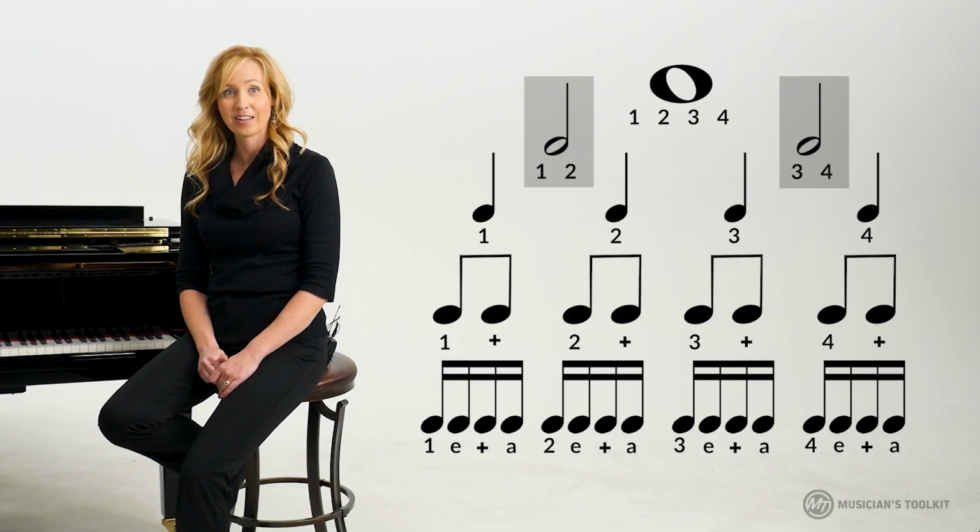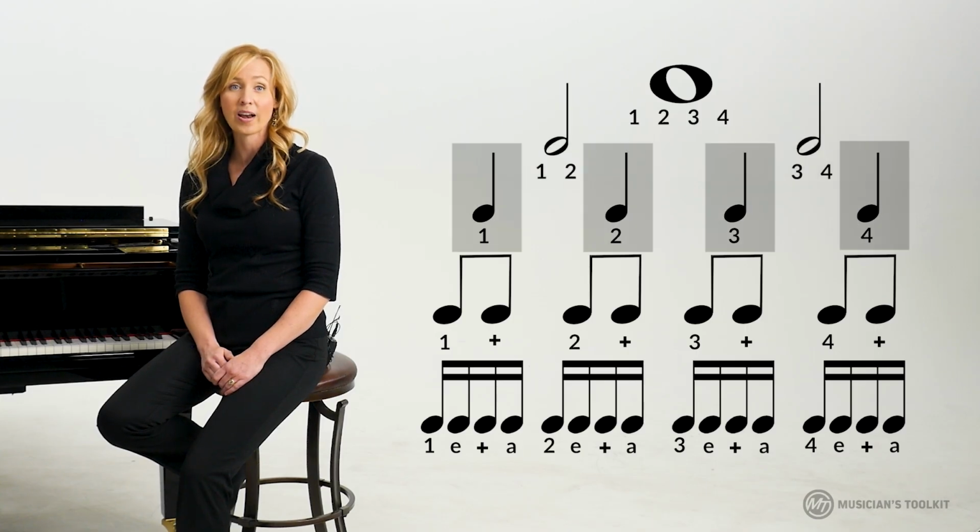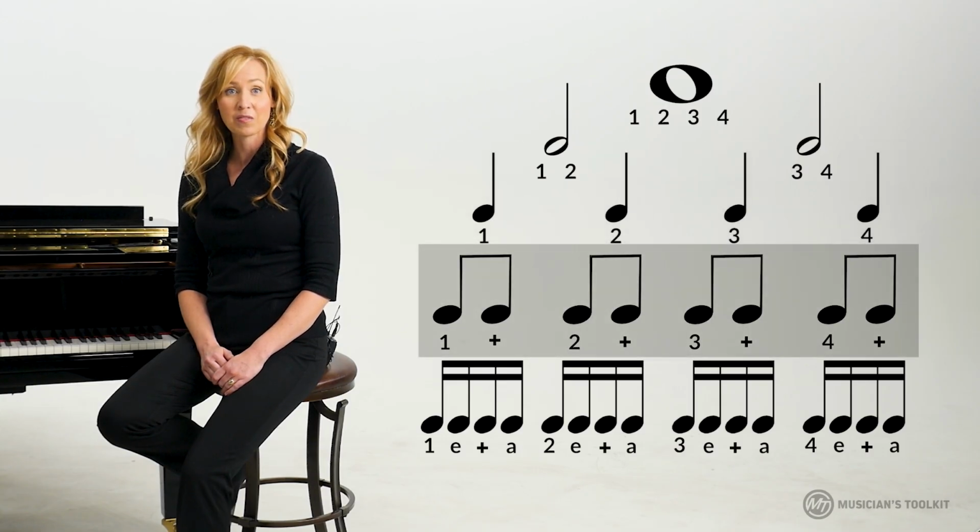The division of the half note occurs with a quarter note, which is worth one count. There are 4 quarter notes in one whole note and 2 quarter notes in each half note. 1, 2, 3, and 4. The next subdivision would be eighth notes, and there are 2 eighth notes in each quarter note. They are counted 1 and 2 and 3 and 4 and. So there are 4 eighth notes in a half note and 8 eighth notes in a whole note.